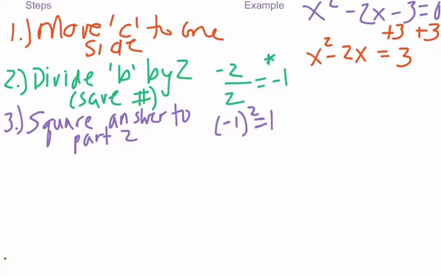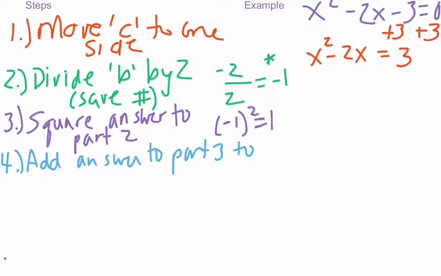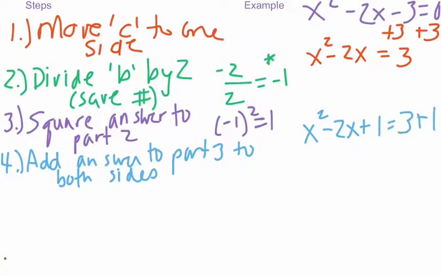So step 4 is add your answer to part 3 to both sides of the equal sign. So that's going to look something like this. You'll have x squared minus 2x plus 1. And then in order to keep it balanced, you have to add the 1 to the other side as well.